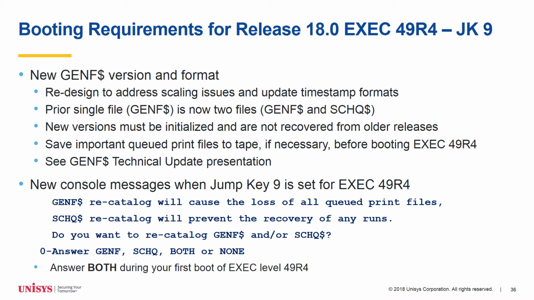The revised $genf$ file now contains information for print queues, and a new file called $schq$ contains information related to run scheduling. Tail sheet messages are no longer present in either of these files. They've moved to a run event file that's now created by every run at initiation time. This redesign will help avoid contention and bottleneck situations where too many unrelated functional areas were competing for a limited amount of space within the old $genf$ file.